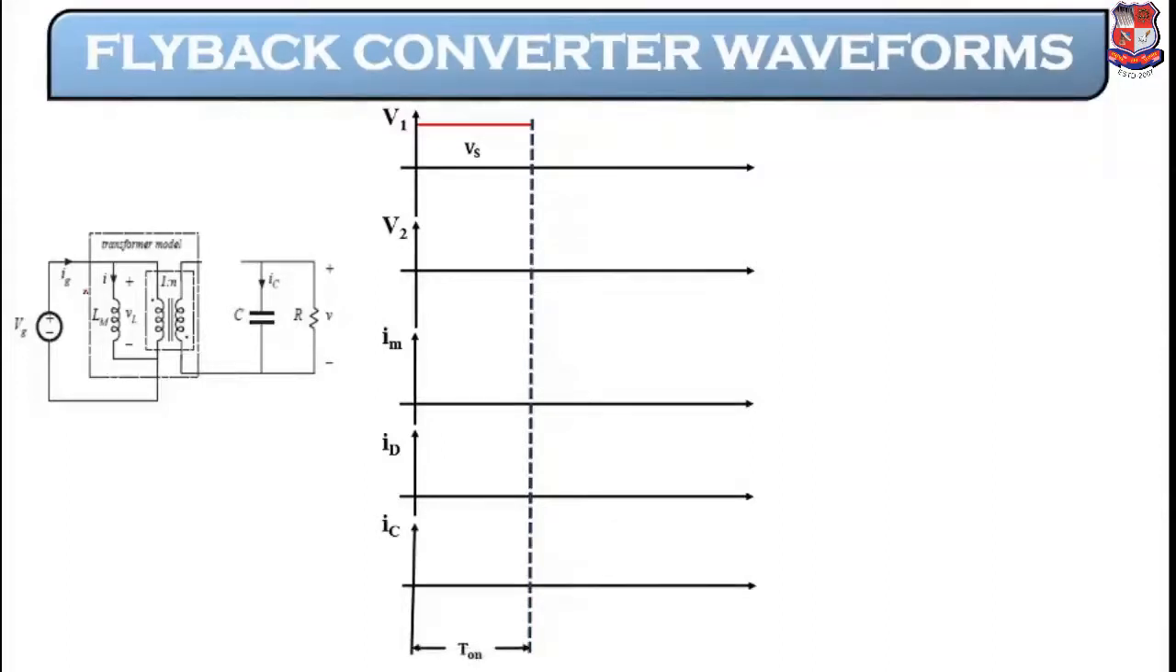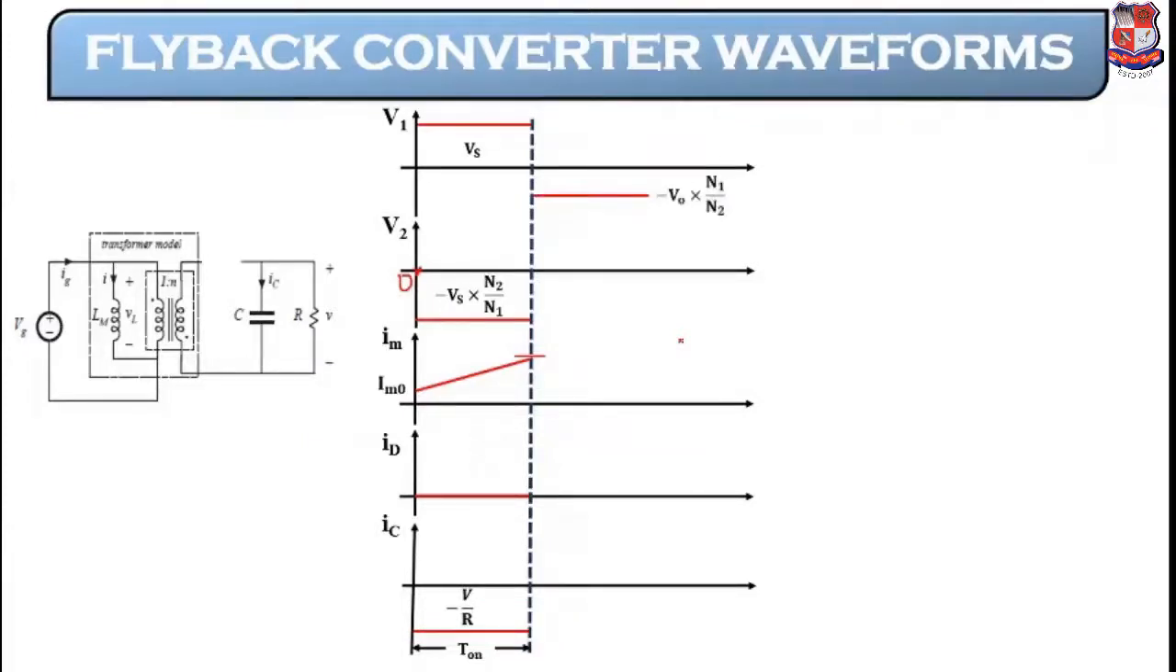So in the turn on case, we know that V2 was equal to minus Vs times N2 by N1. As it is a minus sign, I have taken this below 0. This is the 0 axis, and this is drawn below 0. Don't consider it for Im, this is for V2 only. What was Im? Im was increasing from some initial value Im0 to some maximum point, and this maximum point I had called Im1. Next, the diode current ID was 0 and IC was minus V by R.